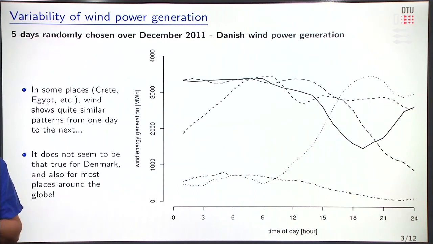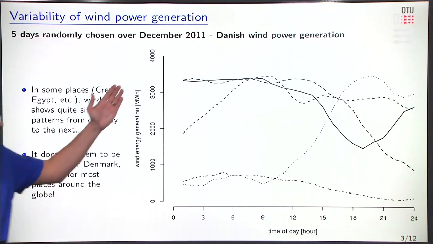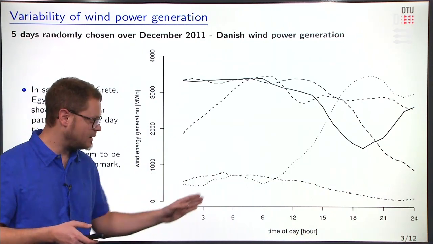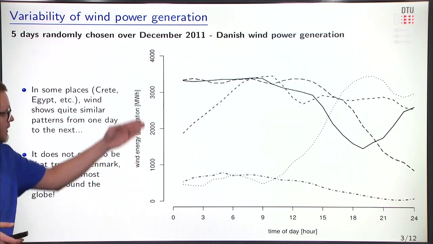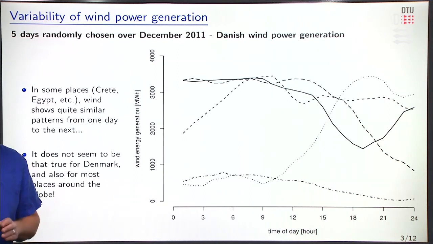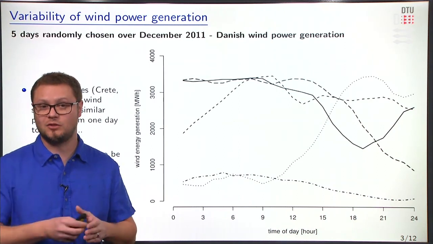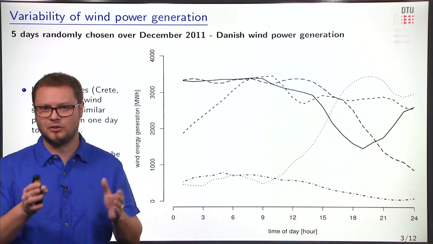Let's look now at the impact of wind by selecting 5 days randomly chosen over December 2011. And in this plot, you see what were the wind power generation pattern for these days. So from midnight to midnight. And here we have the scale of power generation in megawatts. And you may rethink it in terms of energy generation in megawatt hours, since we have hourly market time units in the market. In some places around the world, wind power variability is not that high, or at least you get the same kind of pattern from one day to the next.